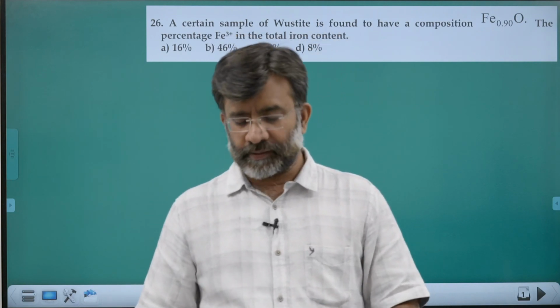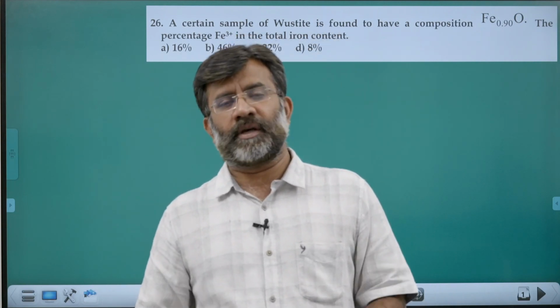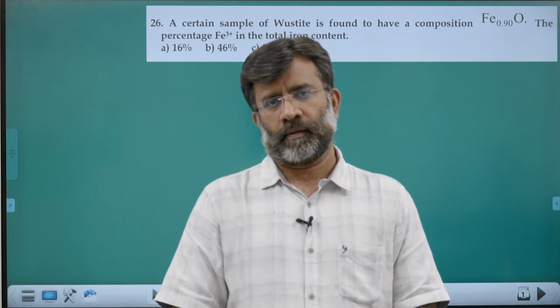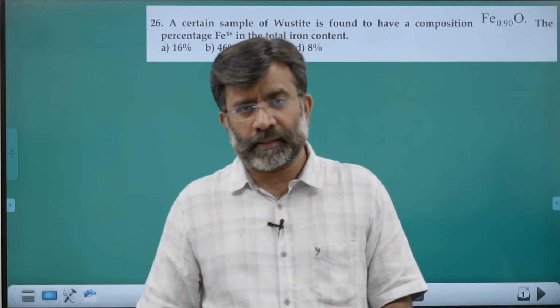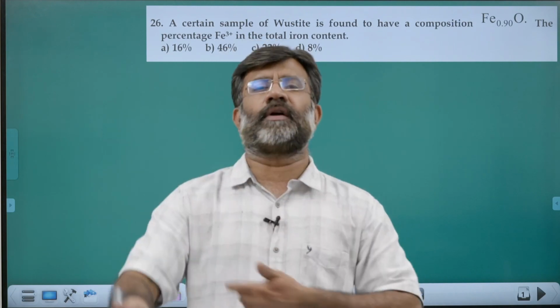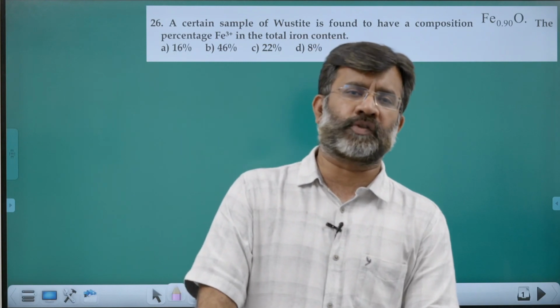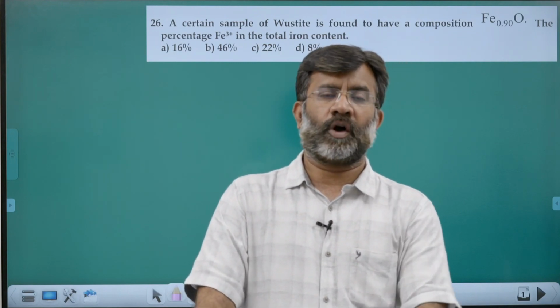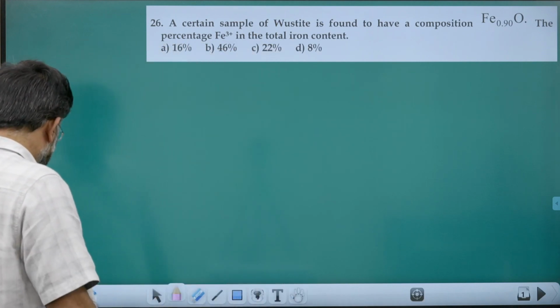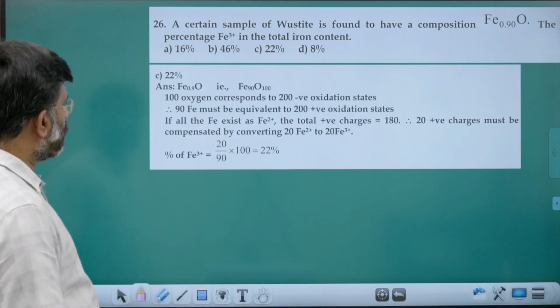You see, the charge of total anion must be equal to that of the cation. And here it does not happen like that. So what happens is, some of the Fe2+ will be converted to Fe3+ to neutralize the system. So how many Fe3+ are there? That is the question. Simple, no? How do you calculate that?